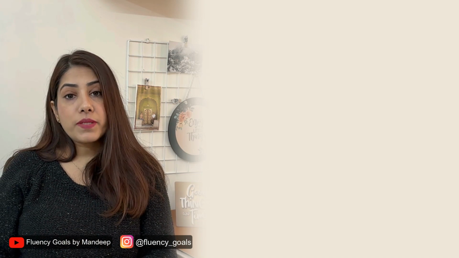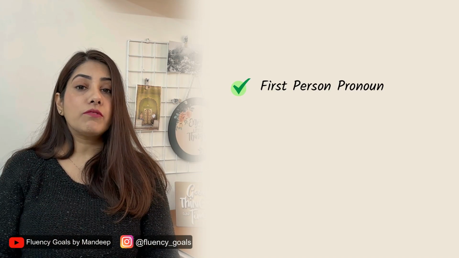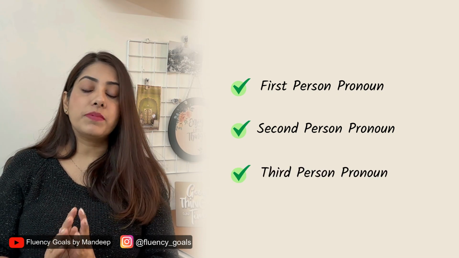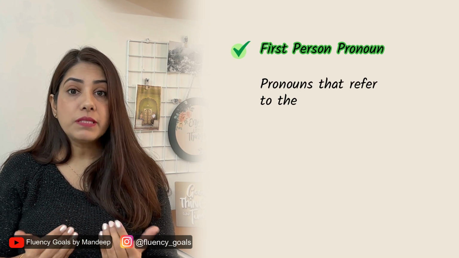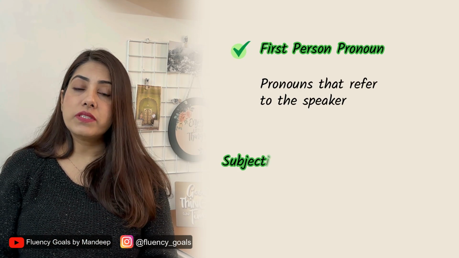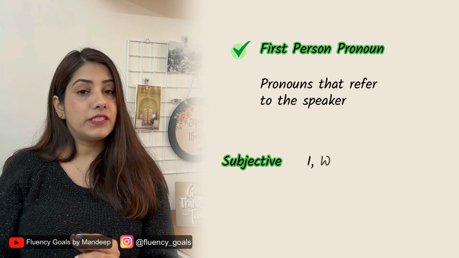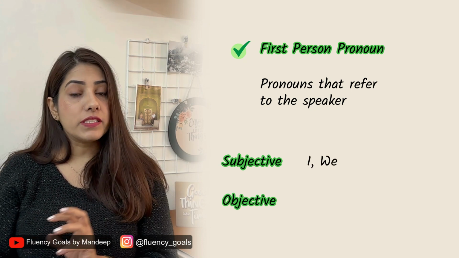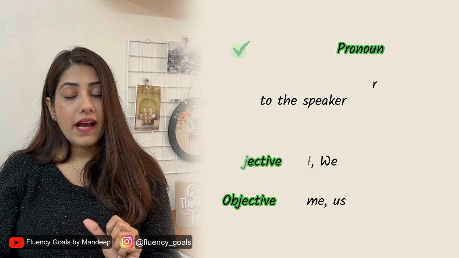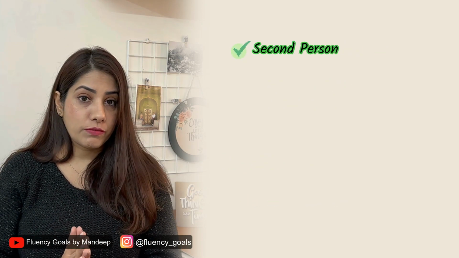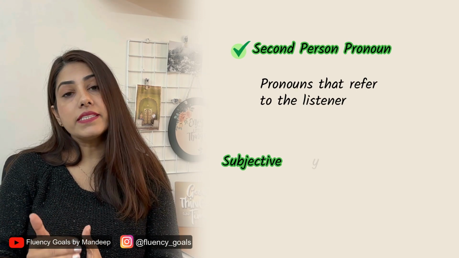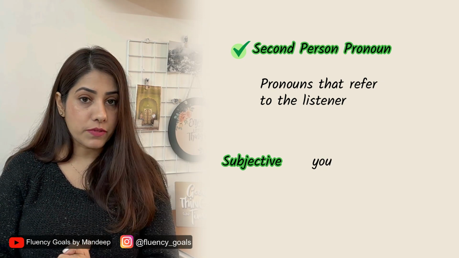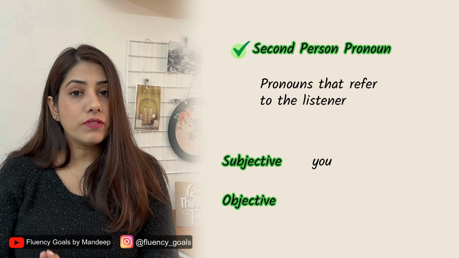Now, as per the person of address, there are 3 types of personal pronouns: first person pronoun, second person pronoun, and third person pronoun. First person pronouns are the pronouns that refer to the speaker. In subjective case, first person pronouns are I and we. And in objective case, first person pronouns are me and us. Now the second person pronouns are the pronouns that refer to the listener. You is the subjective case of second person pronoun. And for the objective case also, it is you.